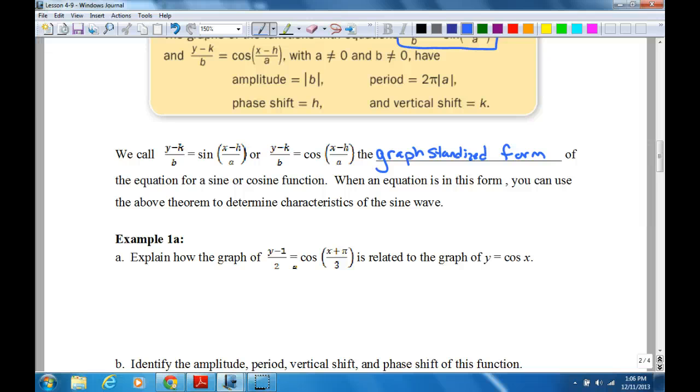Yes. So on this first one right here, explain how the graph y minus 1 over 2 equals cosine of x plus pi over 3 is related. So first, tell me what the scale change is. It's 3. 3 what? Yep, 3x, 2y. Good.